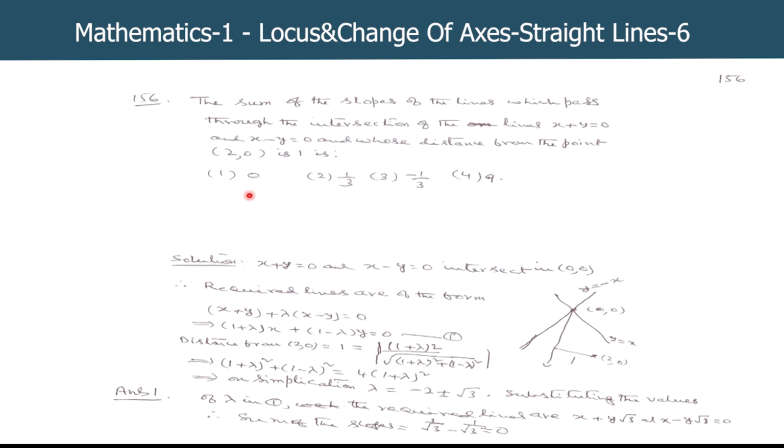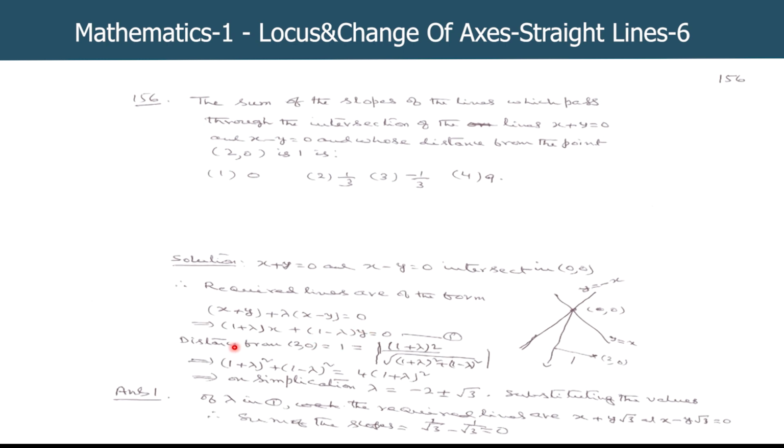So, x plus y equal to 0 and x minus y equal to 0 intersect at the origin (0, 0). So, the required lines are of the form, and you know that both lines are intersecting at (0, 0), the required line is of the form x plus y plus lambda into (x minus y) is equal to 0. So, the line is (1 plus lambda) x plus (1 minus lambda) y equal to 0.